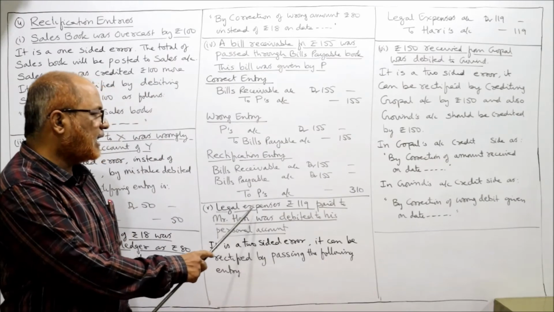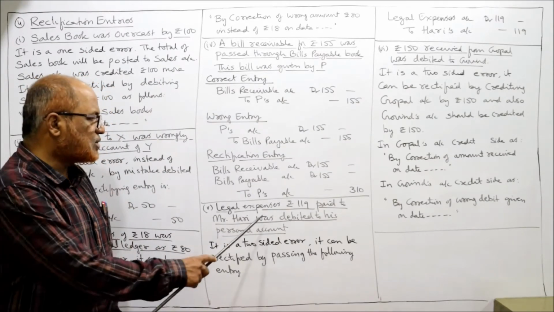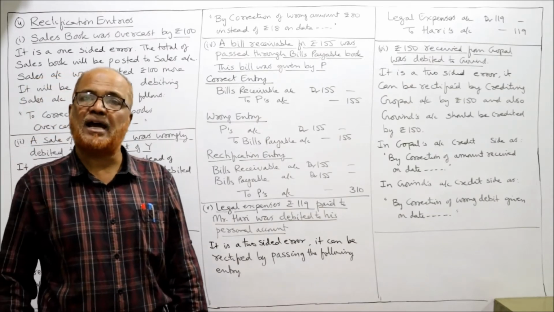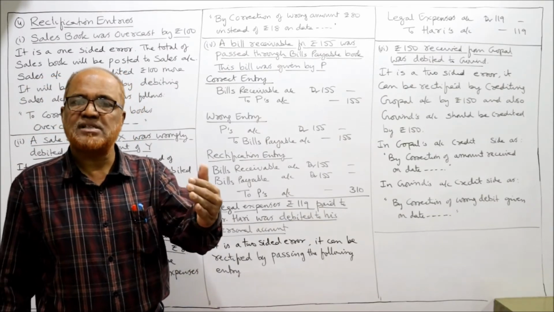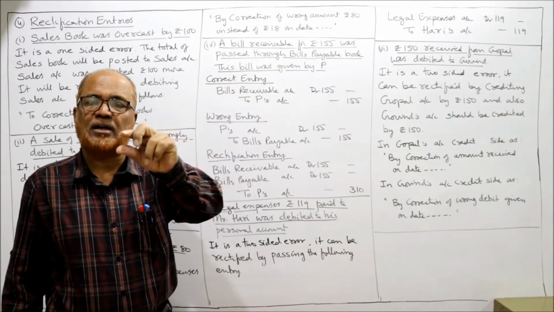Next one is legal expenses of 119 rupees paid to Mr. Hari was debited to his personal account. When legal expenses are paid, the correct entry will be legal expenses account debtor to cash.